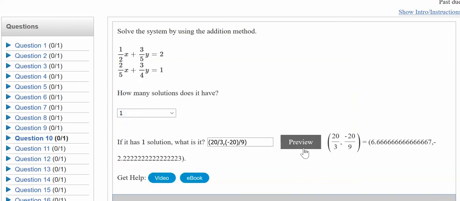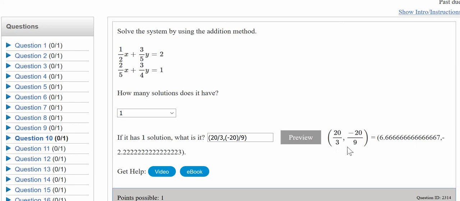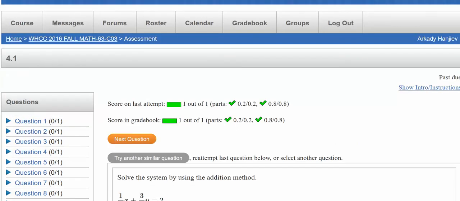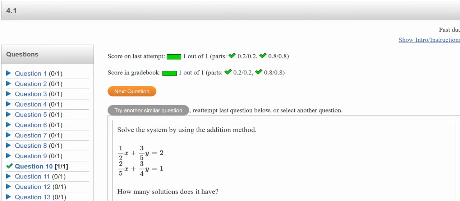Save, and let's preview just to make sure. Yeah, positive 20 over 3, negative 20 over 9. Looks good. Let me submit it. Let's see if it is correct. All right, there it is again. Perfect score. Love it. And 4.1, number 10 is solved.